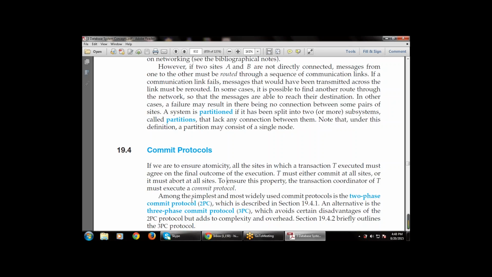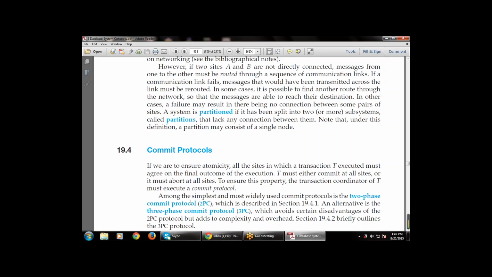T must either commit at all the sites or abort at all the sites. To ensure this atomicity property, the transaction coordinator of T must execute a commit protocol, that is, the rules for how to commit the transaction.